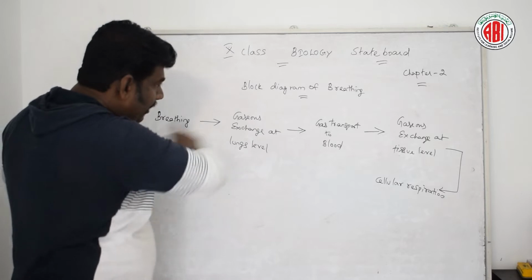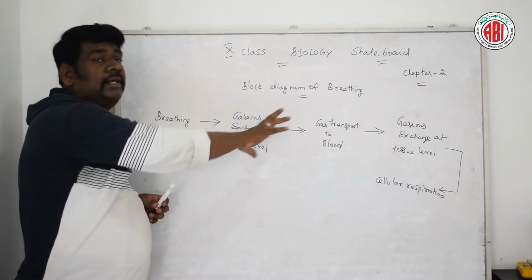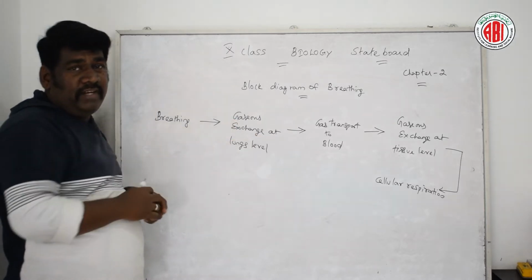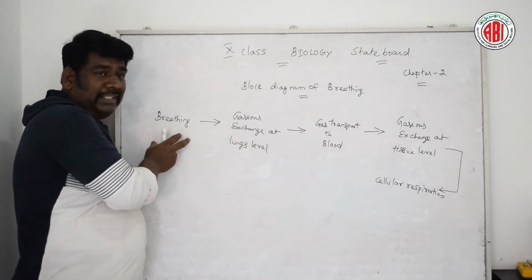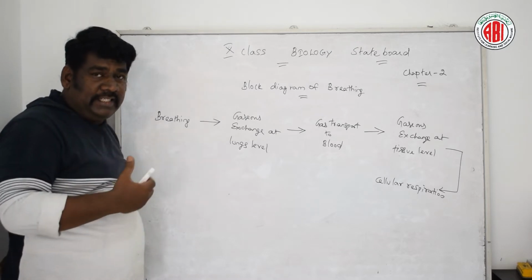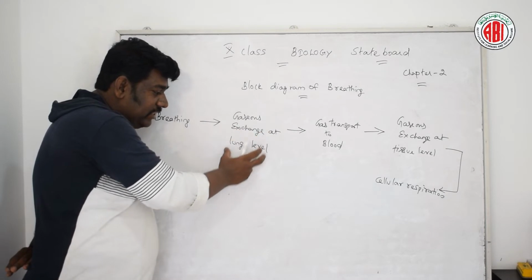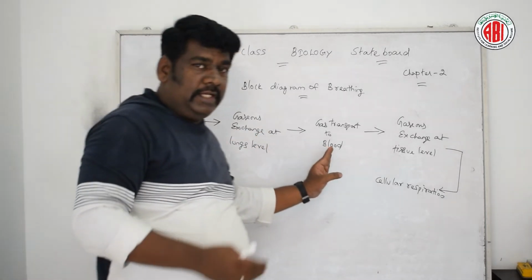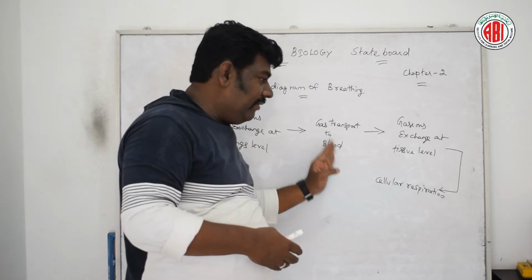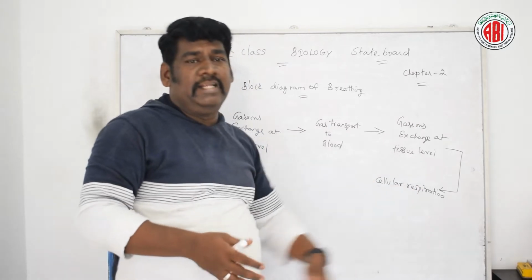In this block diagram, we have to show the important processes involved in the entire diagram. First, breathing. Breathing is nothing but inspiration or expiration, and that leads to gaseous exchange taking place at the lungs level. From the lungs it is passing to the human blood level. From the blood it is passing to the tissue level. From the tissue it is passing to the cellular level.